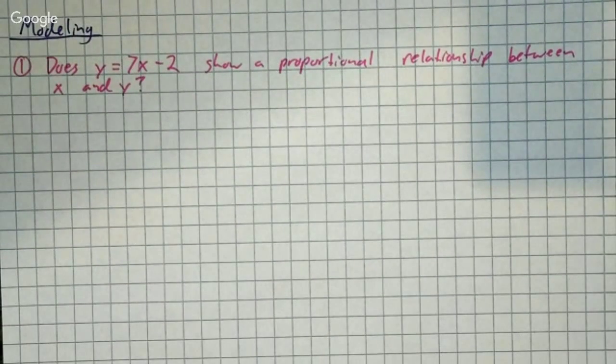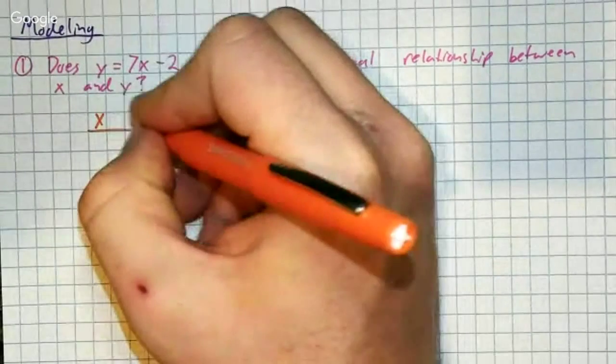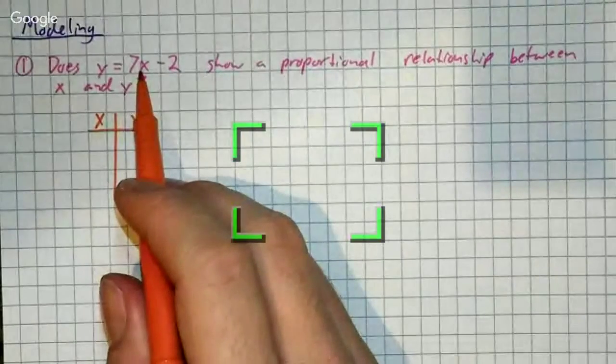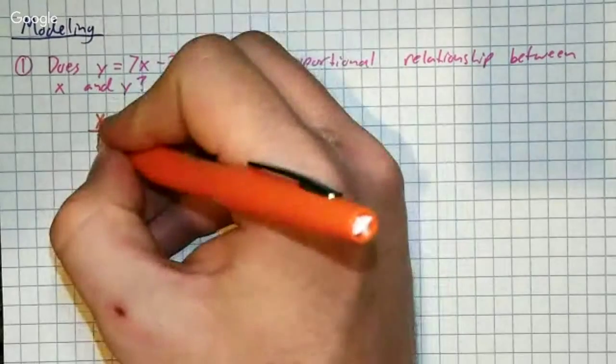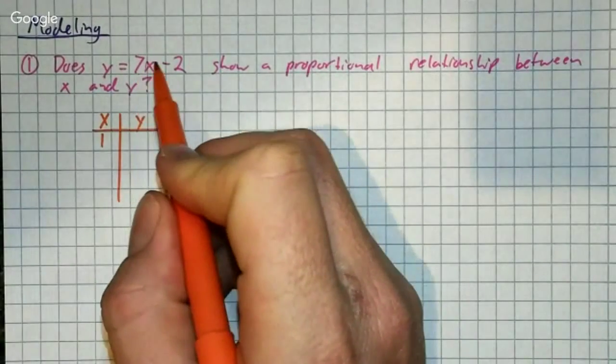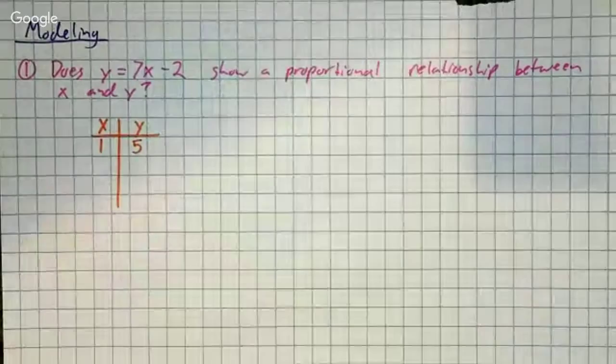We can go ahead and turn our equation into a chart very quickly. Okay, on one side, we're going to have x. Again, we're going to do the same thing we did before. We'll just substitute an easy one in, 1. 7 times 1 gives us 7, minus 2 gives us 5. So y will equal 5.